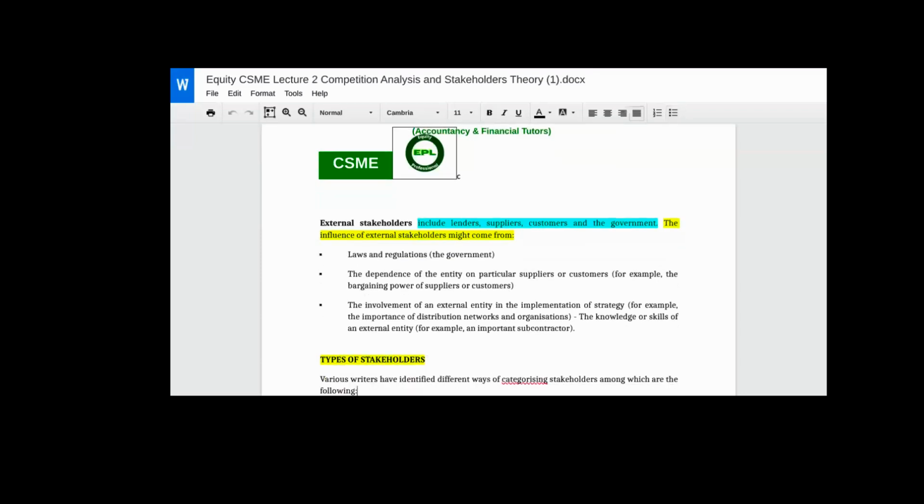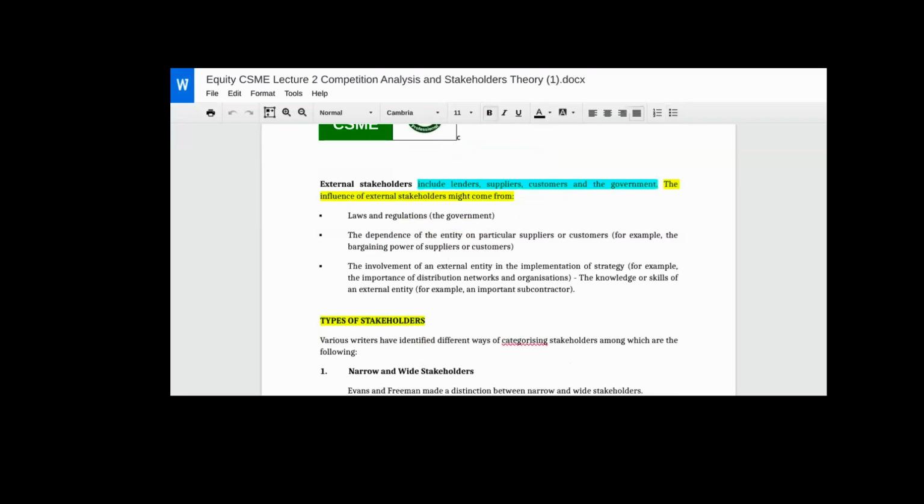Other types of stakeholders that we have are the following: narrow stakeholders and wide stakeholders. My learned colleagues, the explanation of these two is synonymous with the one we have done. I won't deceive you. Other types of stakeholders that we are going to discuss now, you will discover that the narrow stakeholders are more or less the same thing as internal stakeholders, while the wide stakeholders are similar to external stakeholders in terms of explanation and example.